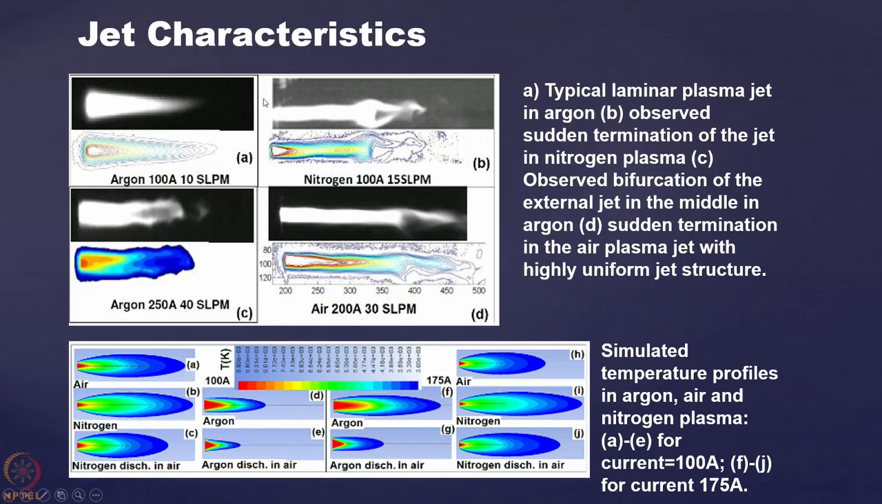So this is what you are seeing. Otherwise it is encapsulated in a very bright plasma plume, and you never can see what is there inside the structure. So that is what we have seen over here. And in the bottom panel, we have simulated from CFD simulation the nitrogen discharge in air, then nitrogen discharge in nitrogen, and then argon discharge in air and argon discharge in argon.